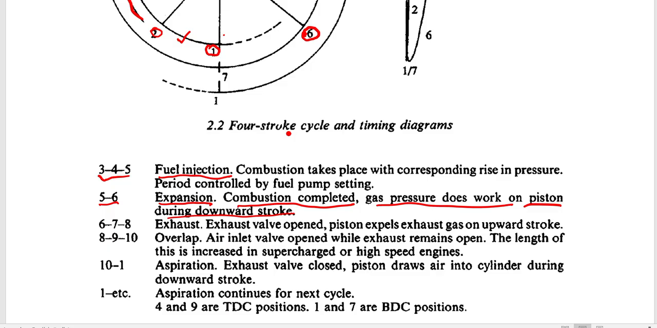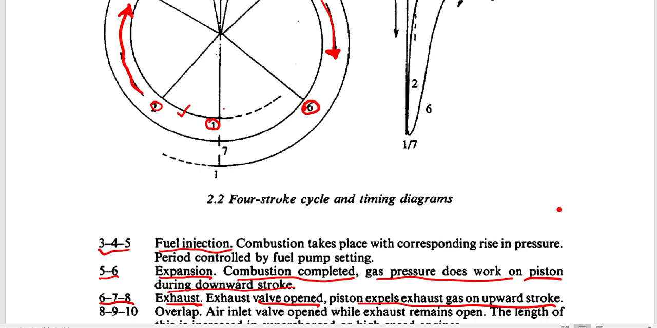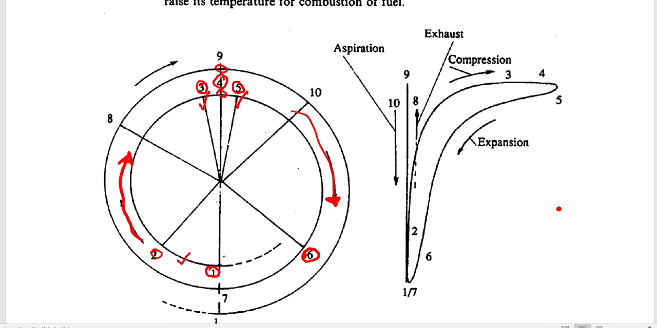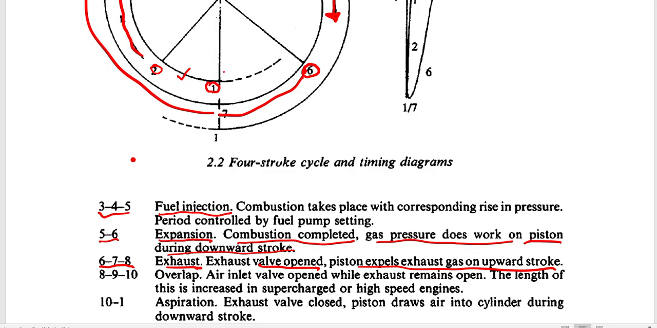Okay, 6, 7, 8. Here is the exhaust. The exhaust valve will open now, and the piston will expel the exhaust gas on the upward stroke. So we start the cycle from 6, go to 7, and then from 7 to 8 we reach up till here. In this part the exhaust valve opens and it releases the exhaust.